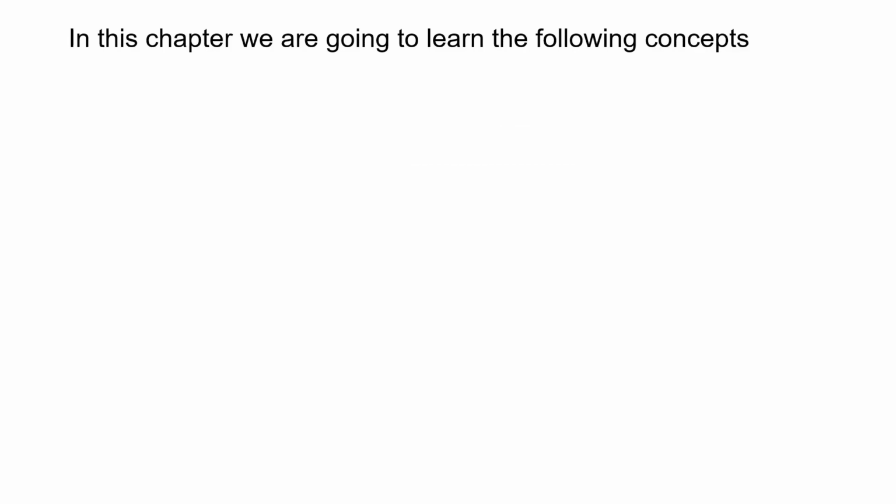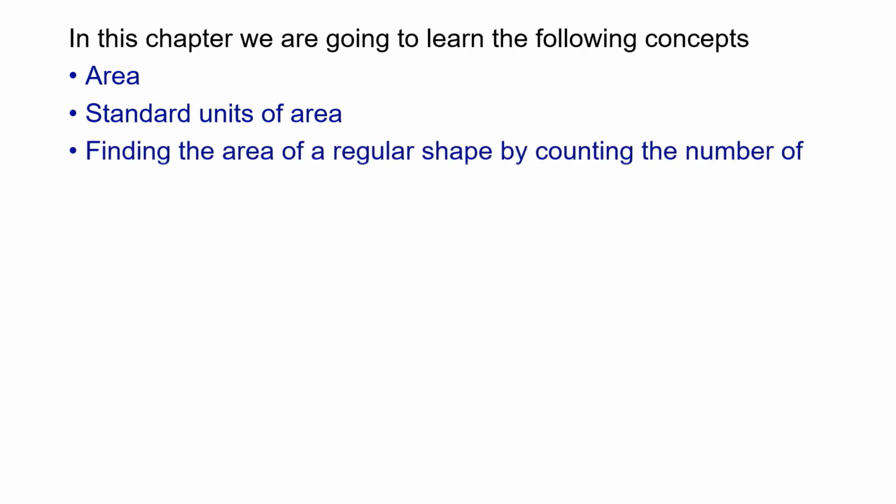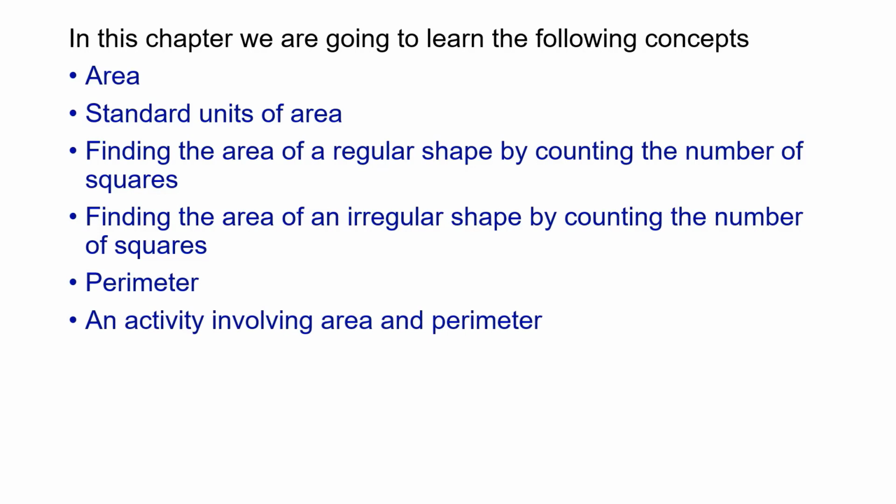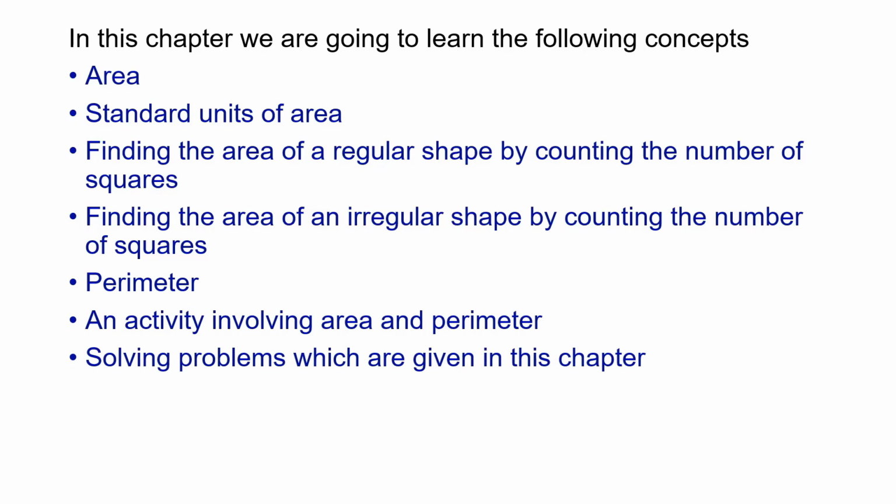In this chapter, we are going to learn the following concepts: area, standard units of area, finding the area of a regular shape by counting the number of squares, finding the area of an irregular shape by counting the number of squares, perimeter, an activity involving area and perimeter, solving problems which are given in this chapter.